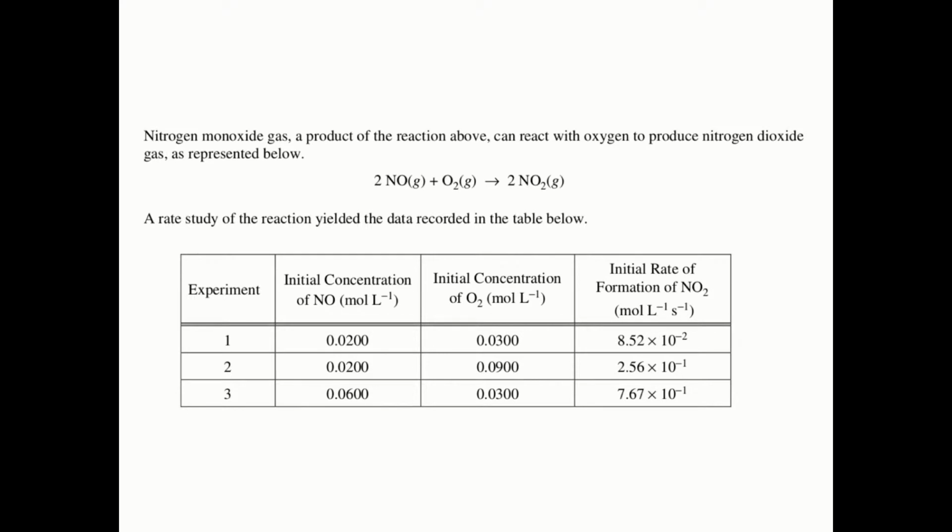For the next question, it tells you nitrogen monoxide gas, a product of the reaction above, can react with oxygen to produce nitrogen dioxide as represented below.